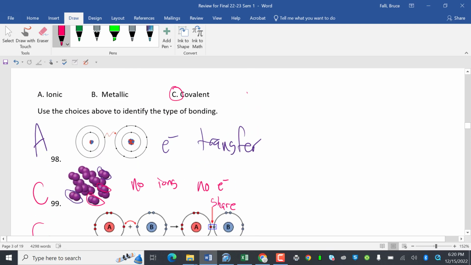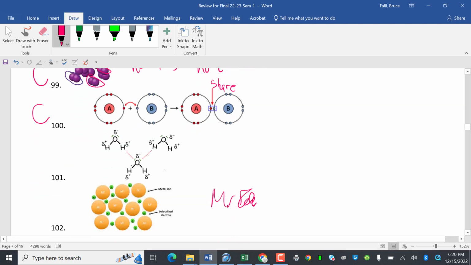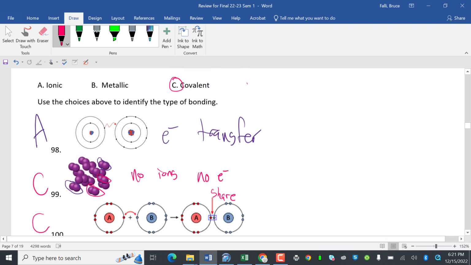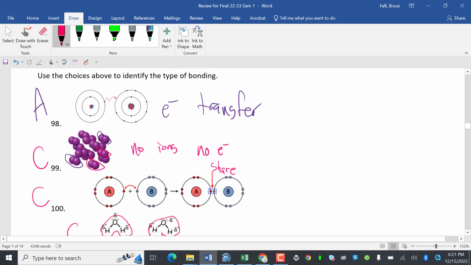Use choices above to identify the type of bonding. So we're doing it from pictures. Let's look at this one right here. Do you see how this is a molecule? This is another molecule, another molecule of water. Our choices are ionic, covalent, metallic. So this is covalent because I have molecules. Notice here it's even labeled delocalized electrons. See how the electrons can move around and go wherever they want. Delocalized means they're not held to one spot. That's metallic bonding.